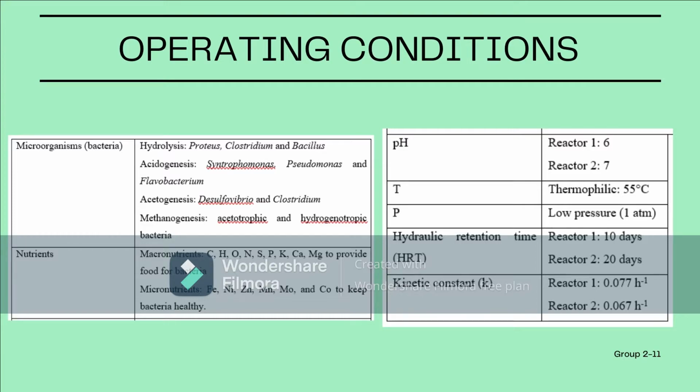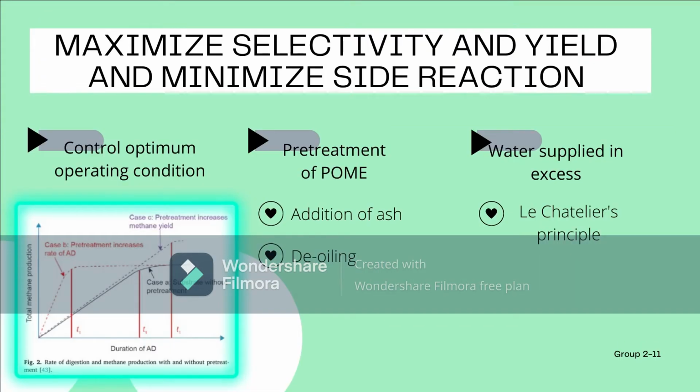Table shows the operating conditions for first and second reactor, which include types of bacteria that need to exist in each stage to degrade the raw materials into simpler products, along with type of nutrients to be fed for bacteria, as well as to keep bacteria healthy. To maximize selectivity and yield and minimize side reaction, we need to control optimum operating condition for each reactor for it to achieve optimum production rate.